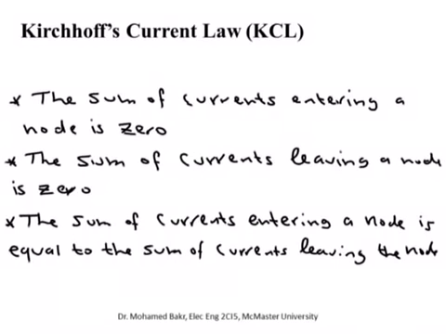Okay, Kirchhoff's current law, we abbreviate as KCL. KCL states that the sum of currents entering a node is equal to 0. So a node is where a number of branches meet.